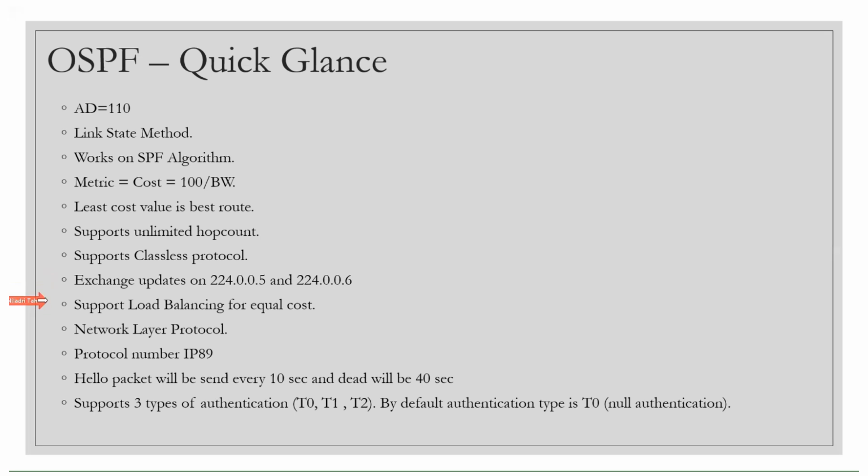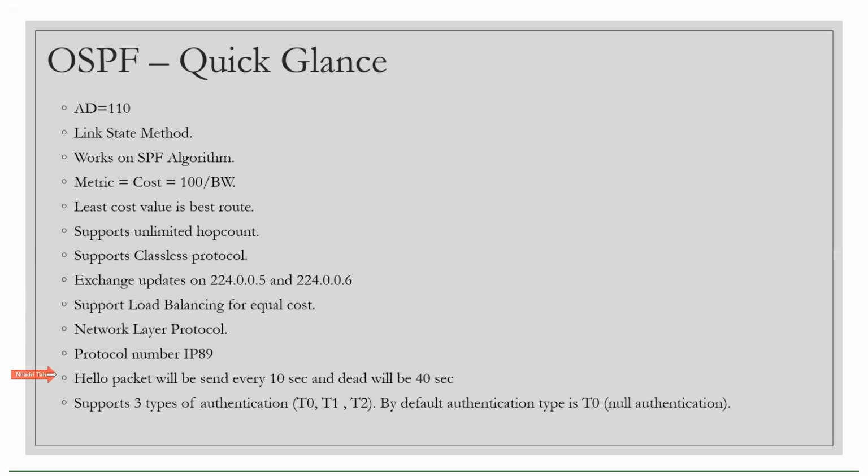OSPF supports load balancing, but only for equal cost. Unequal cost load balancing is only supported by EIGRP. OSPF is a layer 3 protocol, a network layer protocol, and the protocol number is IP 89.